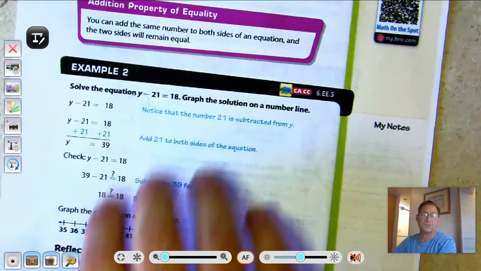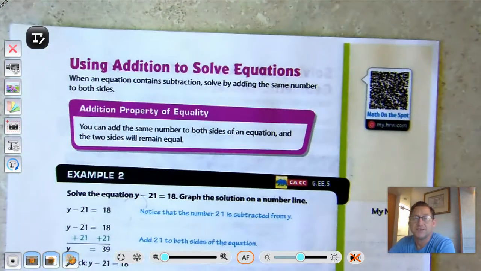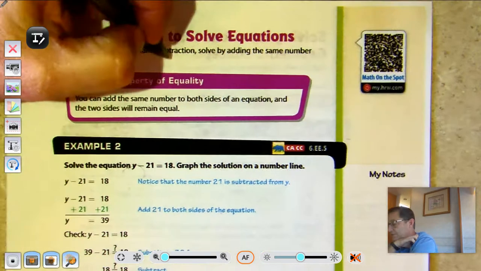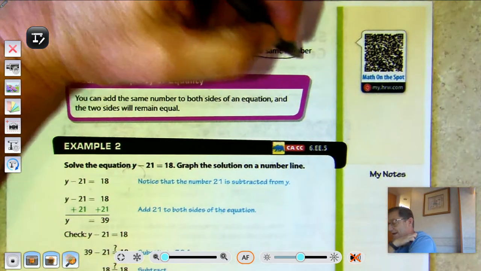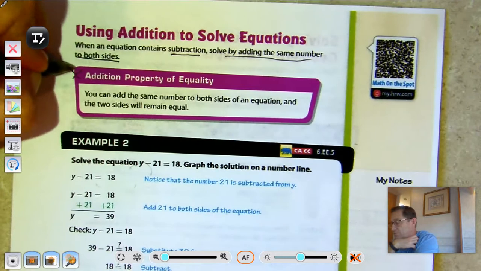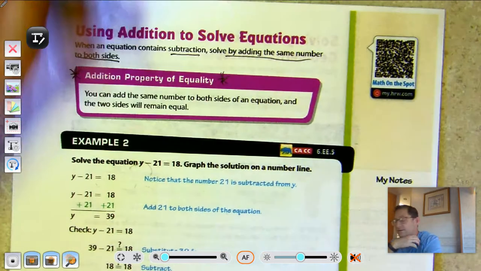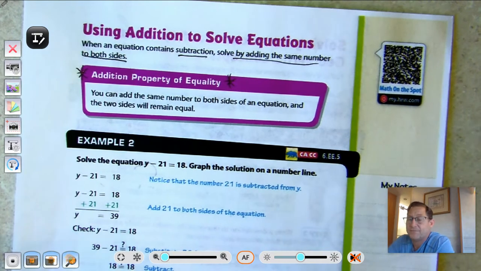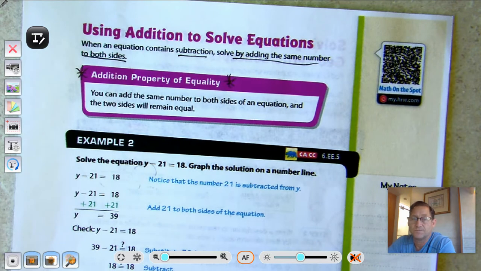All right, so that was using subtraction to solve equations. Now we're going to use addition to solve equations. When an equation contains subtraction, we're going to solve by adding the same number to both sides. And that brings us to the addition property of equality, where it says that you can add the same number to both sides of an equation and the two sides will remain equal.